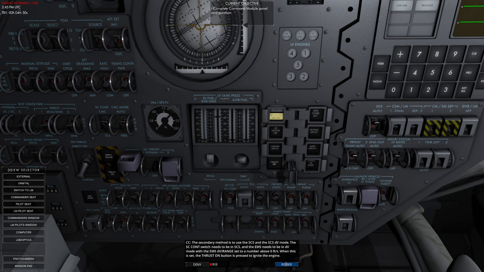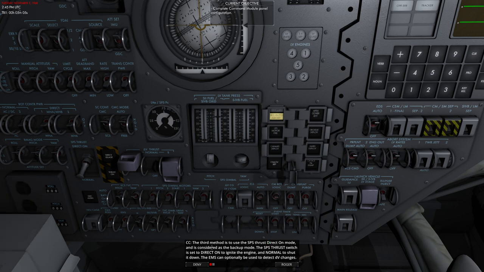The EMS needs to be in the DV mode, with the EMS DV range set to a number of feet per second. When this is set, the thrust ON button is pushed to ignite it. Ooh, very scientific. The third method is to use direct ON mode. Oh, cool. We can fly this thing like a rocket ship. That sounds like, well, that's what it is, right? It is considered the backup mode.